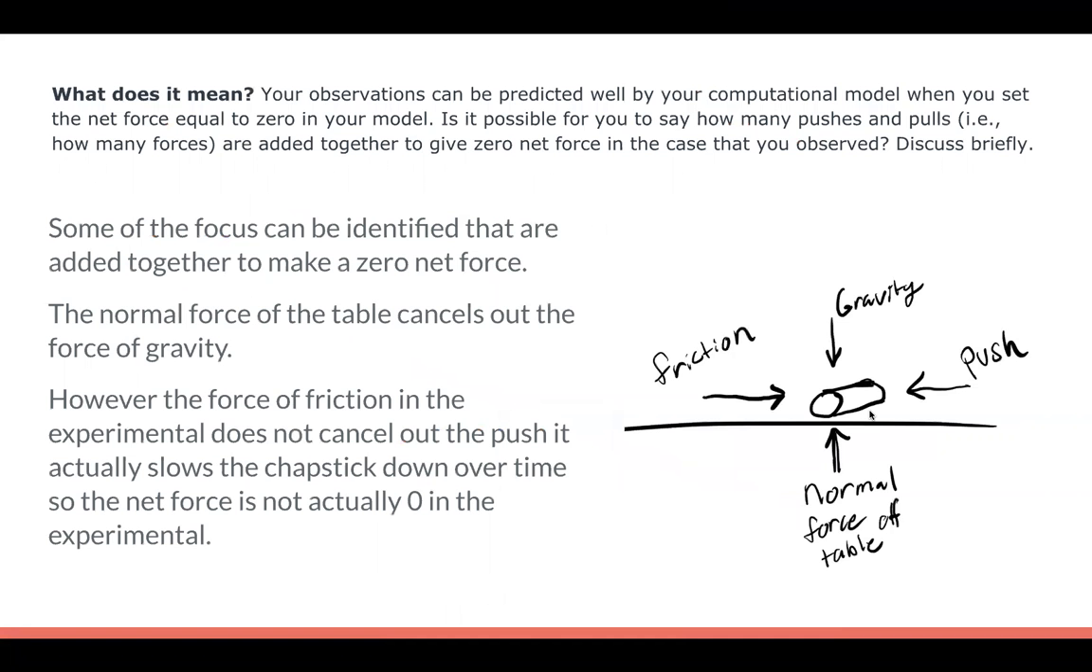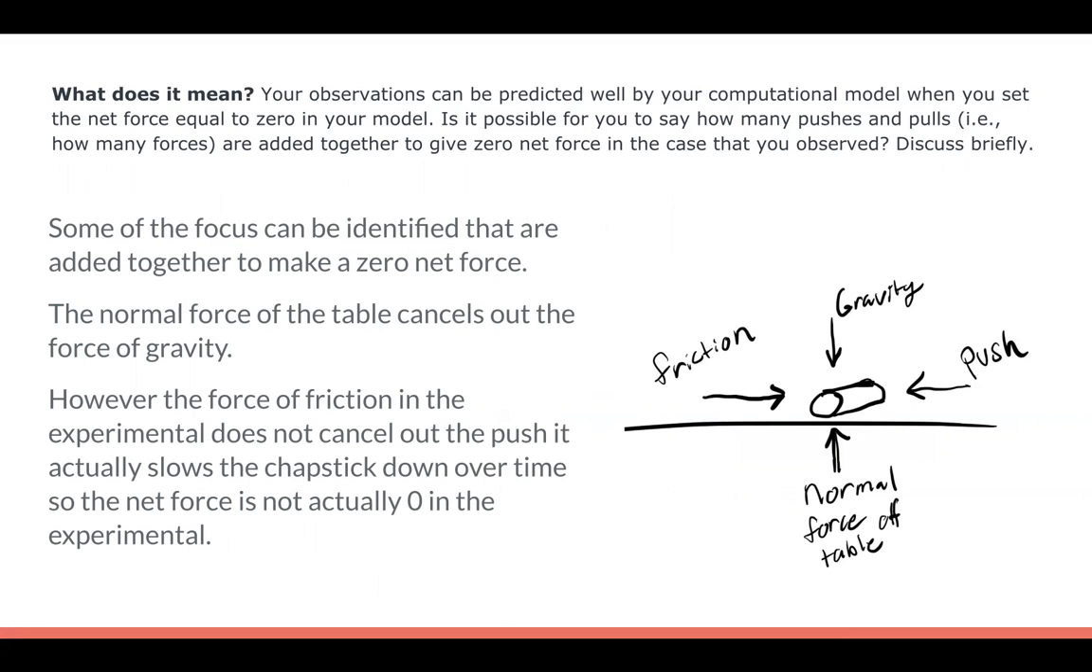And is it possible for you to say how many pushes and pulls are added together to give a 0 net force in the case that you observed? So basically, here are some of the forces that are acting on the chapstick. There's the gravity, normal force of the table, the push, and the friction. The normal force of the table cancels out with the force of gravity and has a net force of 0.